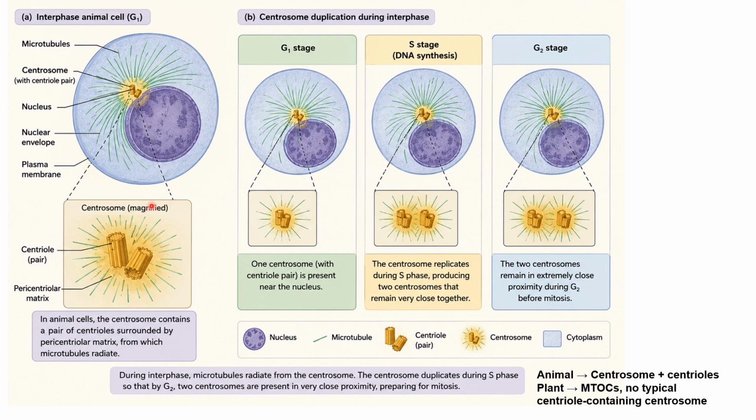Unlike animal cells, plant cells do not have a typical centrosome containing centrioles. Instead, they use multiple microtubule organizing centers to organize their microtubule network and form the spindle during cell division.